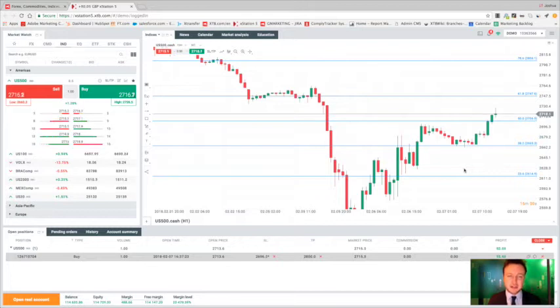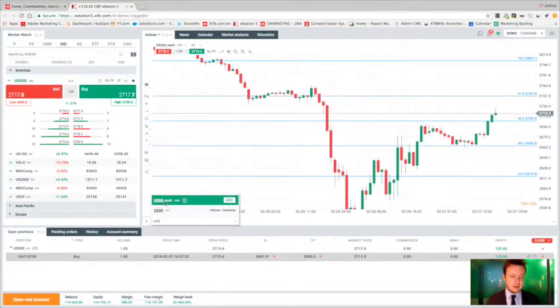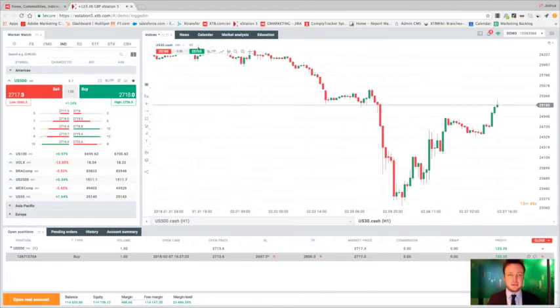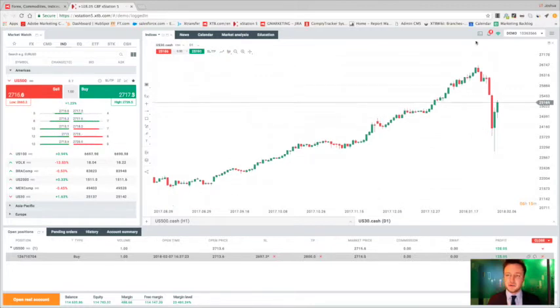If you want to add another chart, you can just click here, and let's say we go US 30, and we open up the US 30 chart. Again, I like to start on a longer time frame so you see what the overall trend is for the market, and then you can use shorter time frames.